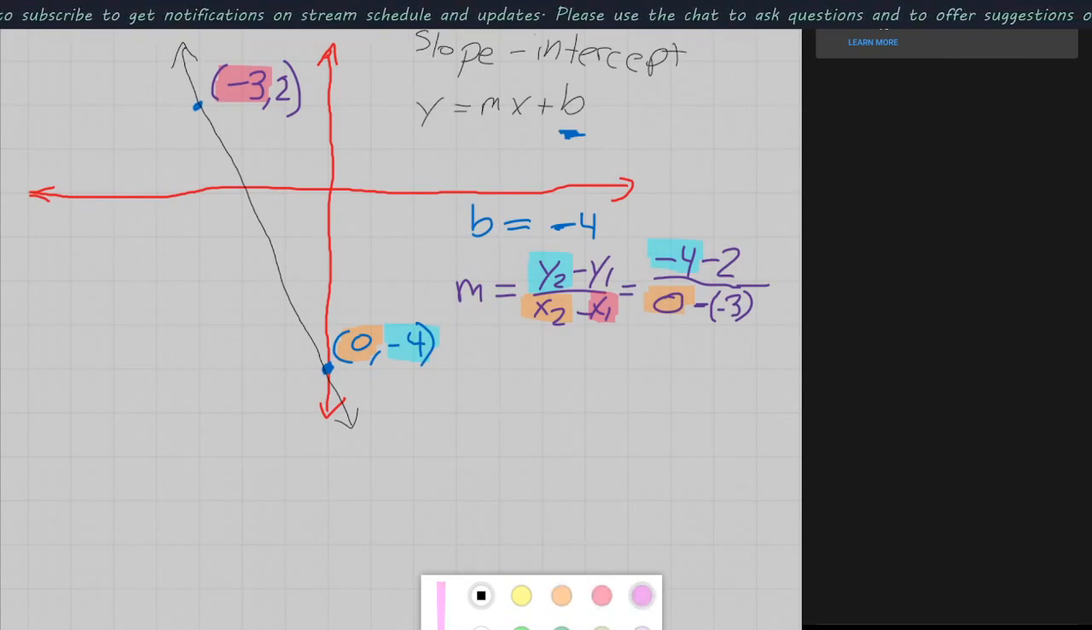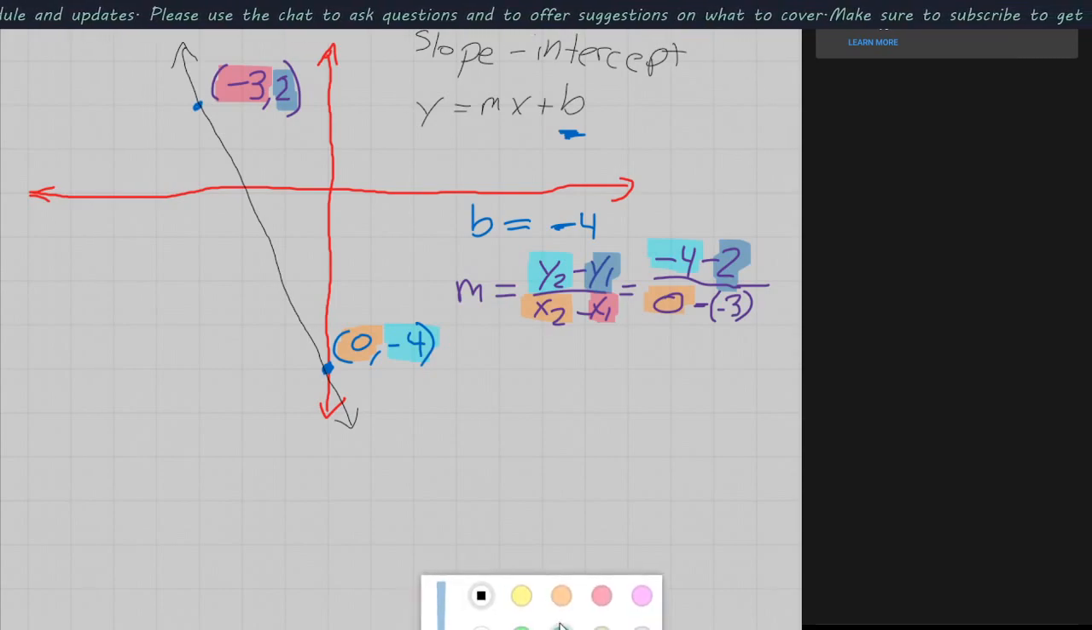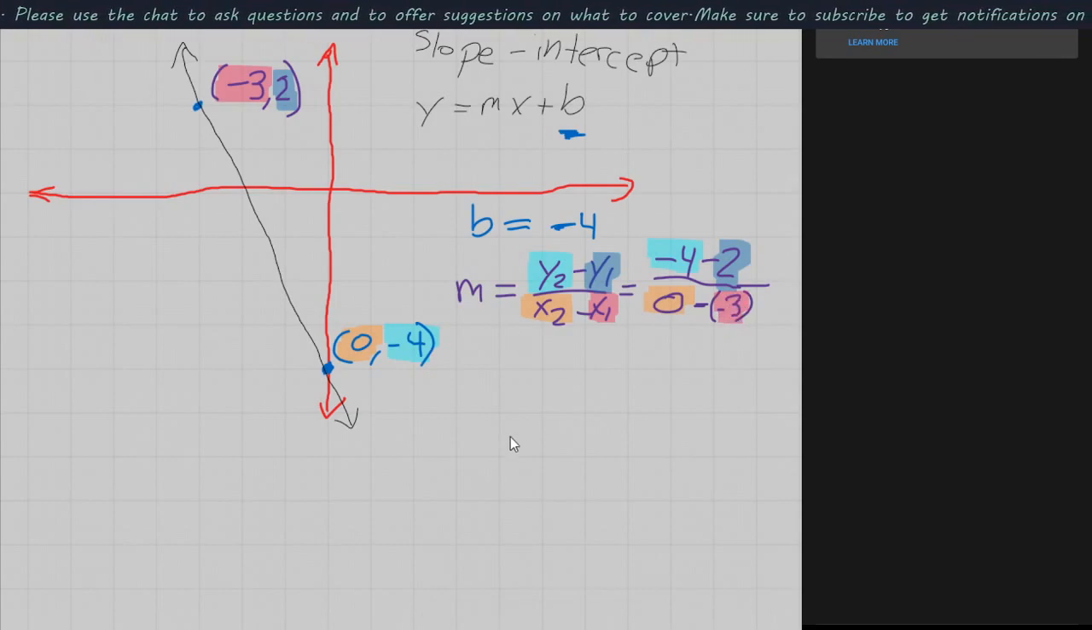So hopefully the color coding kind of helps you see where it's all going, but that's what we do in there. So if we subtract that, -4 minus 2 is going to be -6.